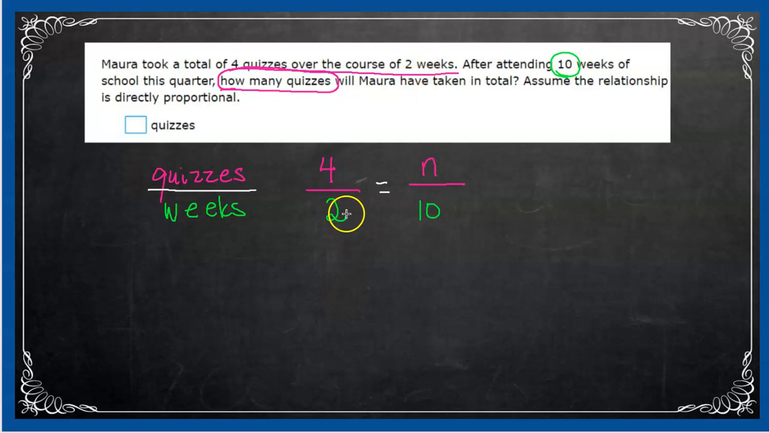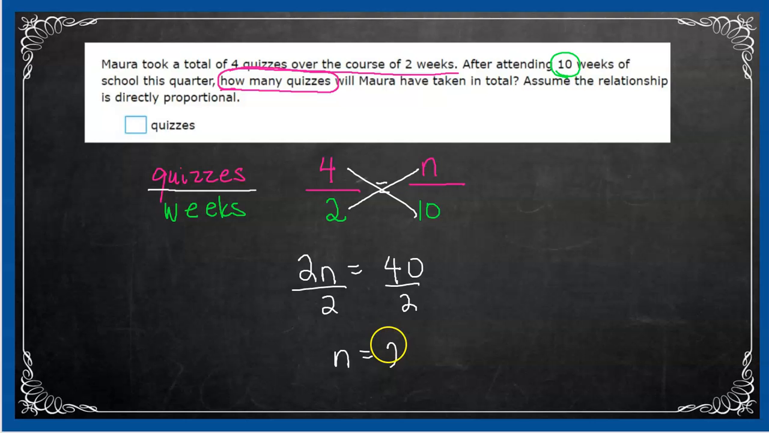So we have 4 over 2 equals N over 10. And then we can use our cross products to solve this equation. 2 times N equals 4 times 10, which is 40. And 2 times N is 2N. Divide by 2 on both sides.